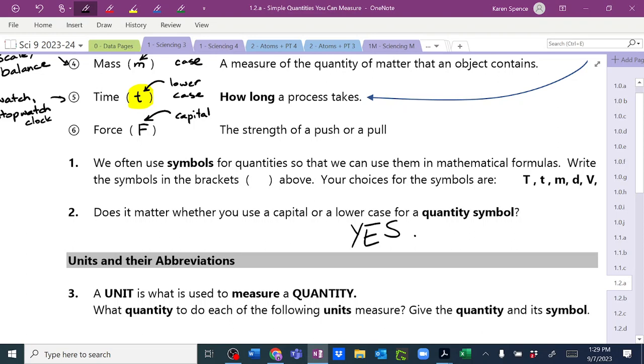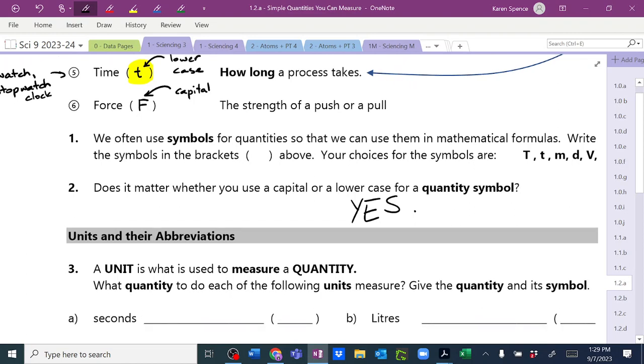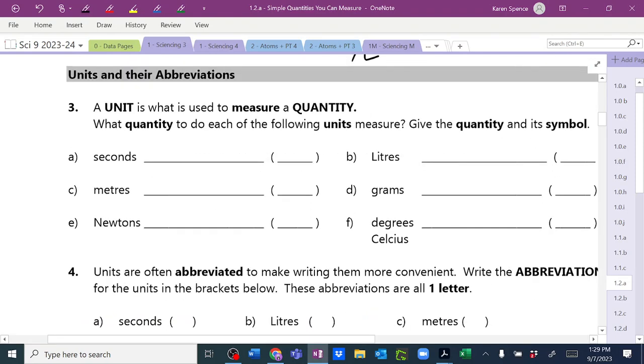what do I measure time in? That took 30 seconds. Seconds is the unit. Time is the quantity. You could also say that took 30 minutes. Minutes is another unit of time. Okay? So the quantity is time, the unit is whatever you're measuring it in. Okay? So seconds is the unit for time.